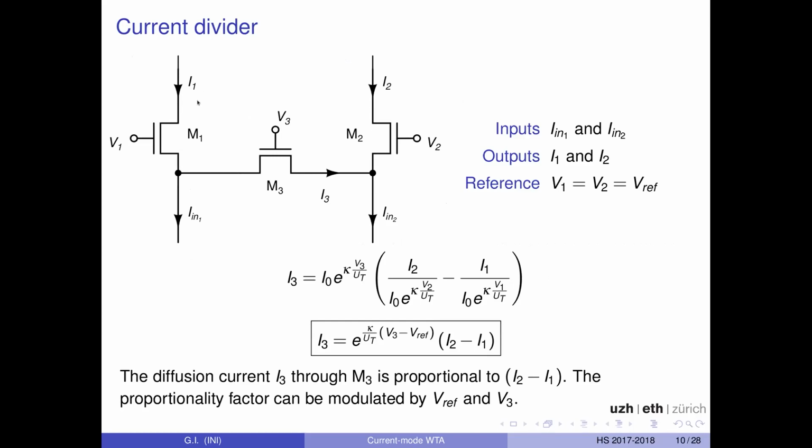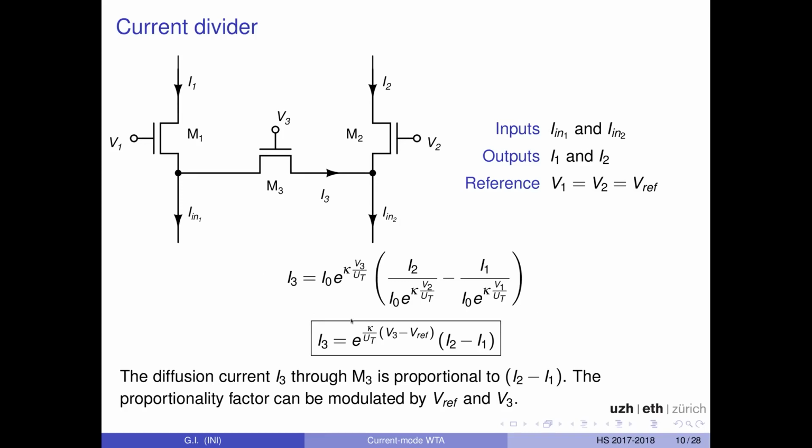You use Kirchhoff's law, you use the equation for M1, M2, and M3, and you end up finding out, if you trust me, that the current going through M3 depends, of course, on the gate voltage of M3, on this V3, but it also depends on what's happening on the two sides, on I1 and I2, and it's actually linear with the difference of I2 minus I1.